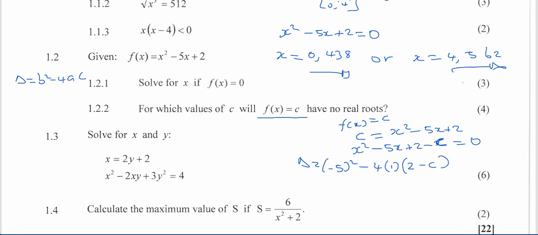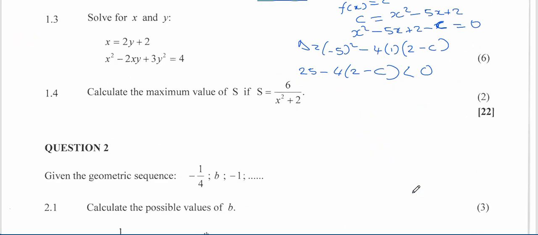So remember, we are going to have the negative value where there are no real roots. So we are going to have 25 minus 4 times 2 minus c, which is going to be less than 0. Remember, it's going to be negative.